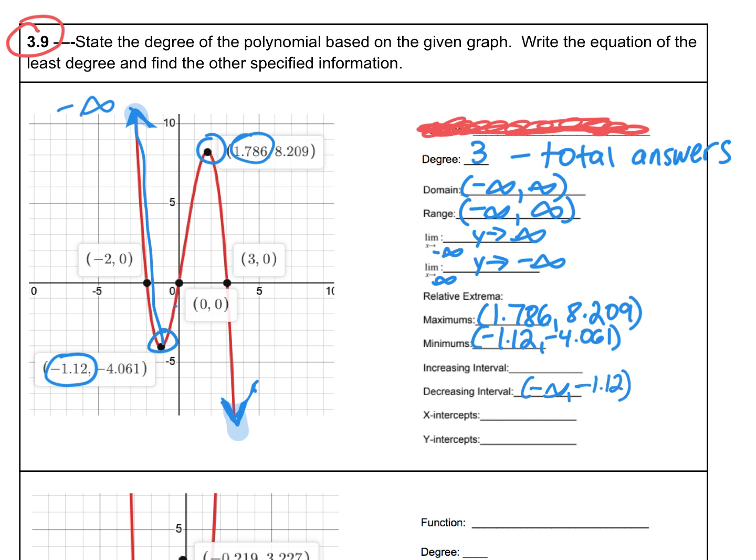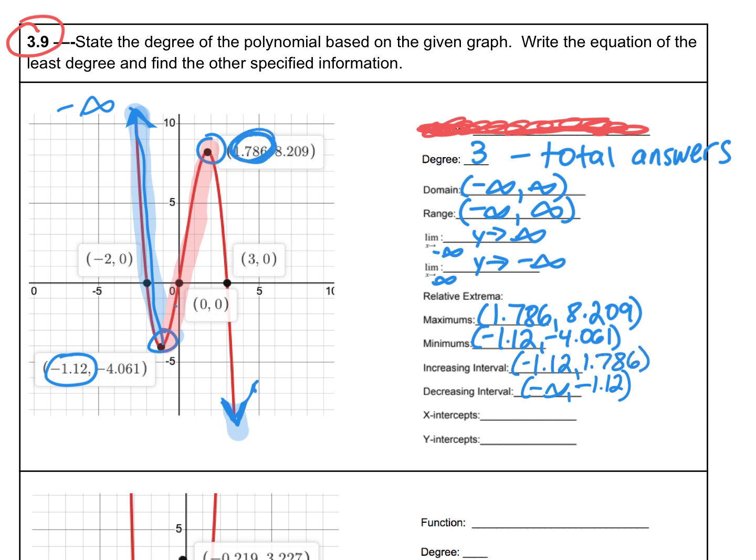Okay, this is kind of getting sloppy on me. I'm sorry, I'm not a good artist. So right there, that's my first decreasing. Then as you can see, I start to change direction. I'm now increasing. And again, it's from those X values. So from negative 1.12 to 1.786, which I found right here.